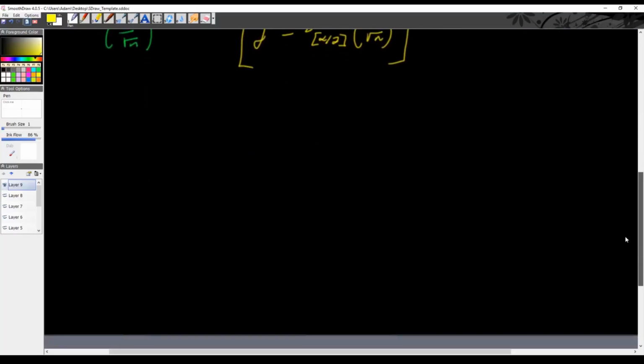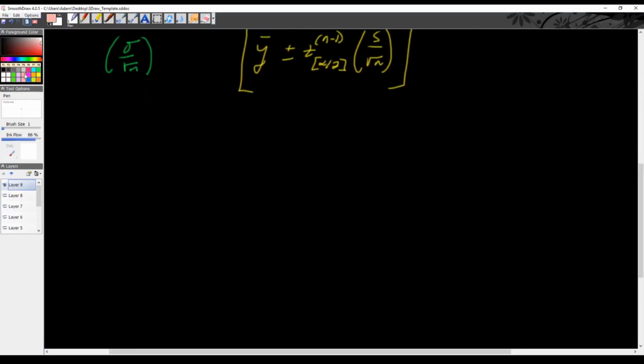Hypothesis testing. So moving right along to hypothesis testing. We can conduct hypothesis tests using the confidence interval approach, and we've already discussed that, but we can also use a null and alternative hypothesis.